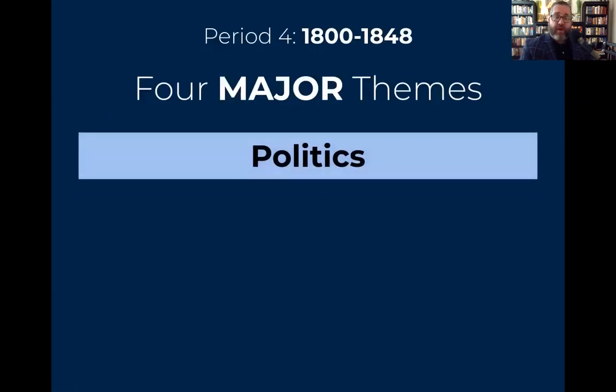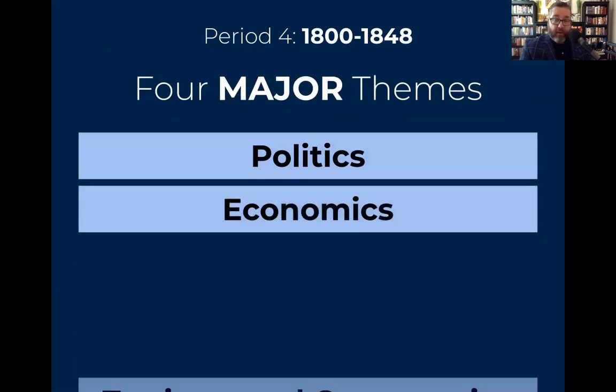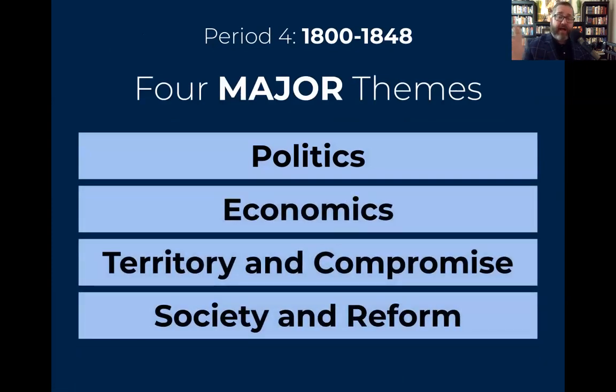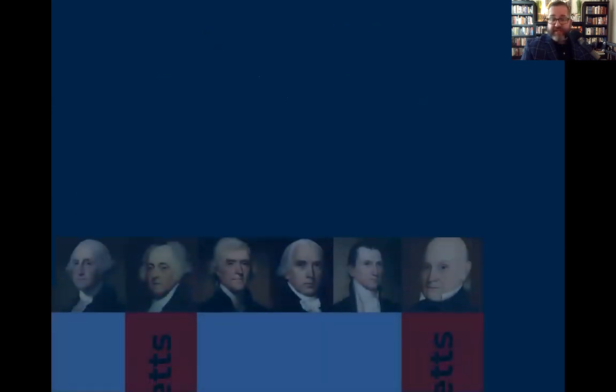The 4 major themes that we are working with for period 4 overall are politics under Jefferson, politics under Jackson, economics under Jefferson and Henry Clay, economics under Andrew Jackson, the Bank War, and the Tariff of Abominations. Territory and compromise, like the Louisiana Purchase under Jefferson and the Missouri Compromise. Later on, the Oregon Territory, Texas annexation under Polk, and the Mexican Cession, the war between Mexico and the United States. And finally, society and reform. What's going to happen to America's heart? We're going to transcend the mind and awaken the soul through the Second Great Awakening and the Age of Transcendentalism.